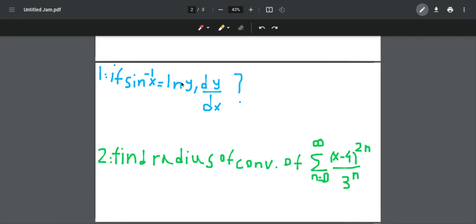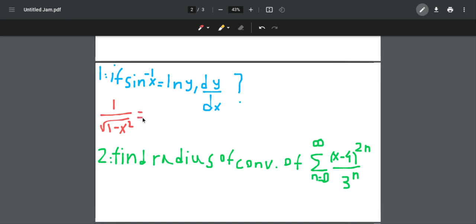We have: if inverse sine of x is equal to natural log of y, we want to find dy dx. So dy dx is the same as the derivative of y with respect to x. So we should differentiate both sides. Differentiating inverse sine of x, we get 1 over the square root of 1 minus x squared.